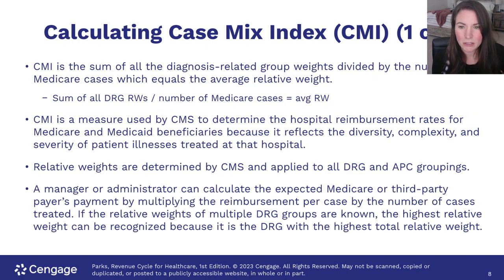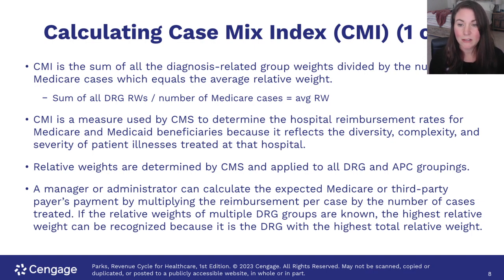Okay, how do we calculate case mix index? We add up all of the diagnosis-related group relative weights, the DRG relative weights, and divide that number by the number of Medicare cases. That gives us the average relative weight. So that tells us the case mix index is the average DRG relative weight for the hospital. CMS uses this number to determine hospital reimbursement rates for Medicare and Medicaid beneficiaries. So a higher case mix index means the hospital has treated a lot of complex diagnoses or patients that use a lot of resources. So they're going to be reimbursed at a higher rate, right?